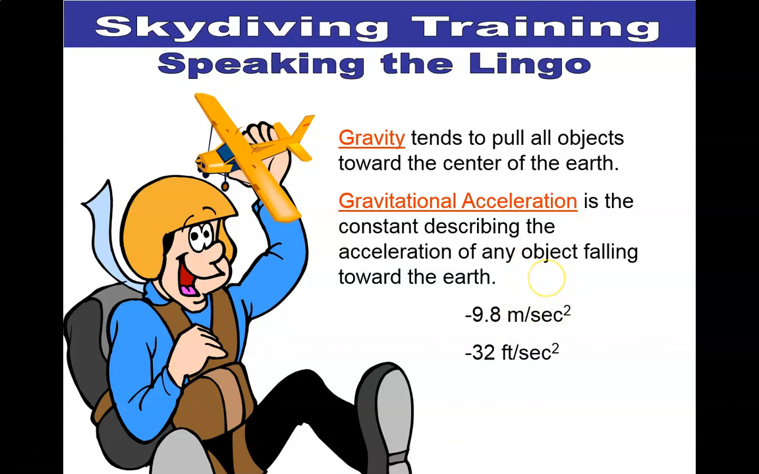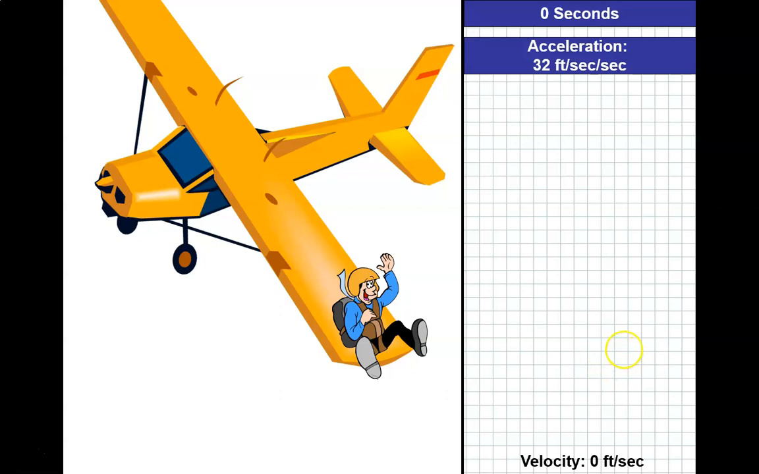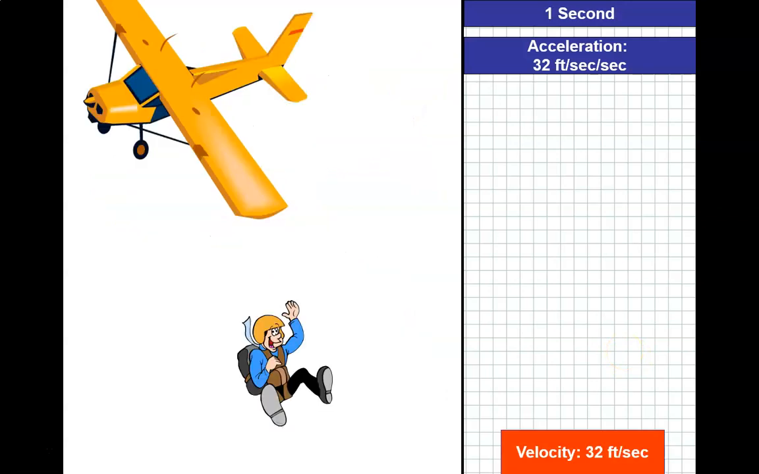Gravity pulls things towards the center of the earth, and the symbol that we use to represent gravitational acceleration is a lowercase g. And in the metric system, it is 9.8 meters per second squared, and in the English system, it is 32 feet per second squared. So we're going to be focusing on using the 9.8 number in this class. But in the PowerPoint, they focus on the 32 feet per second.